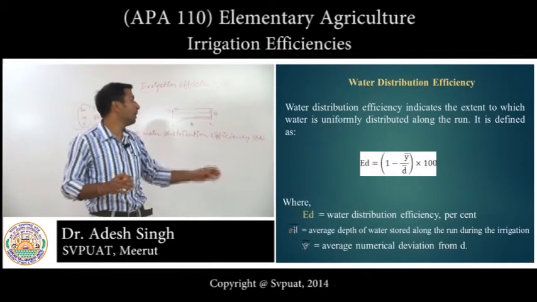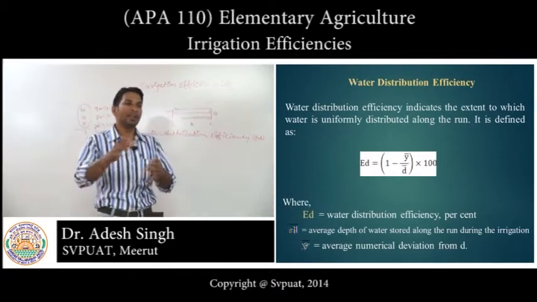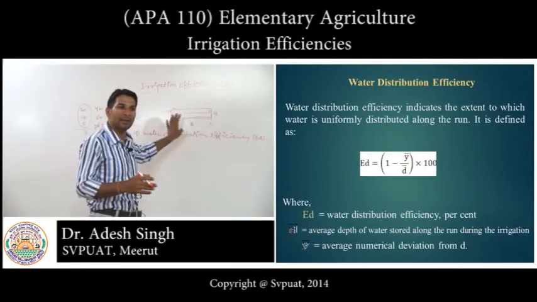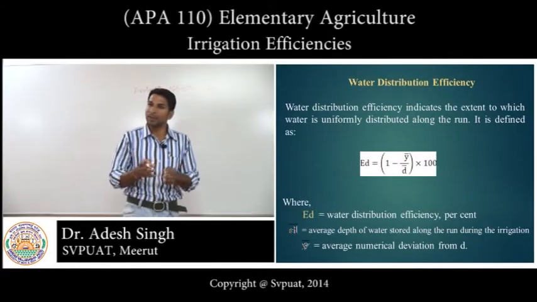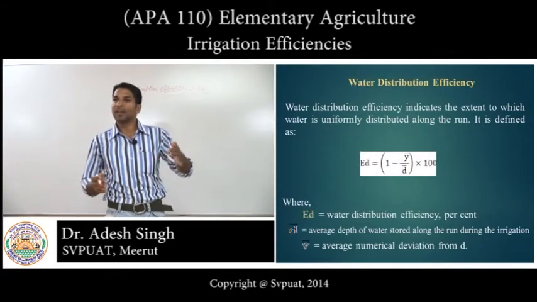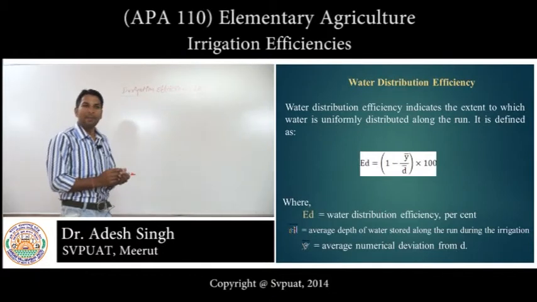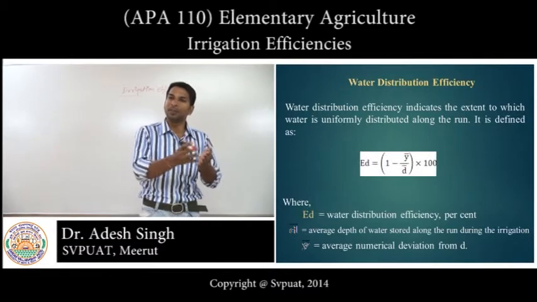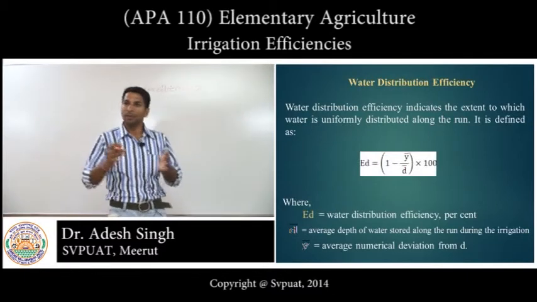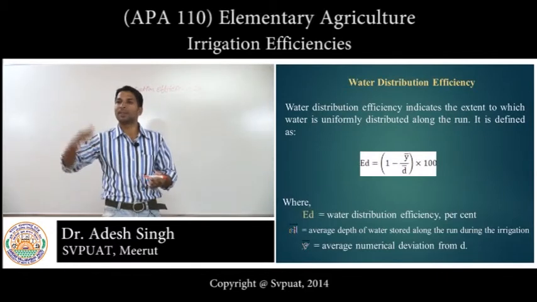If we adopt the sprinkler method, say for example, then the distribution is more even as compared to the surface method. So evenness will save the water so that the crop can be irrigated with equal precision. Clear? Means water can be distributed equally in the whole field and the wastage of water could be minimized.